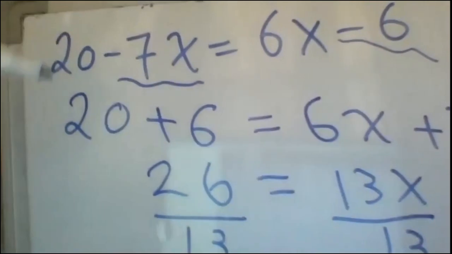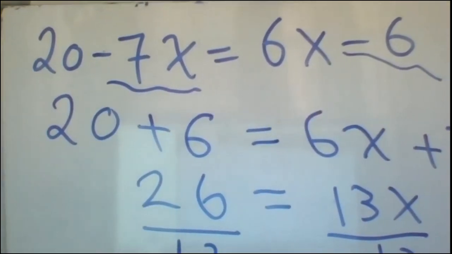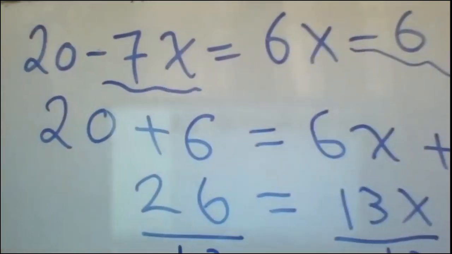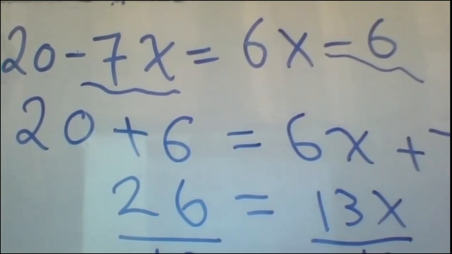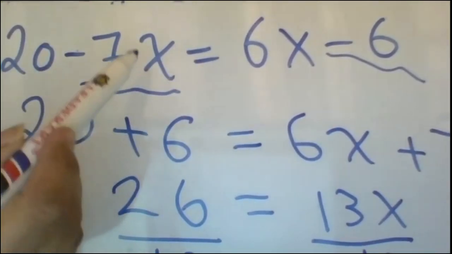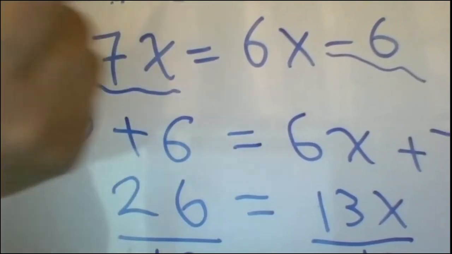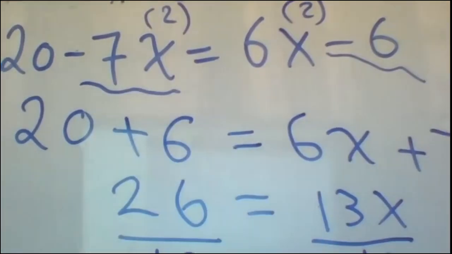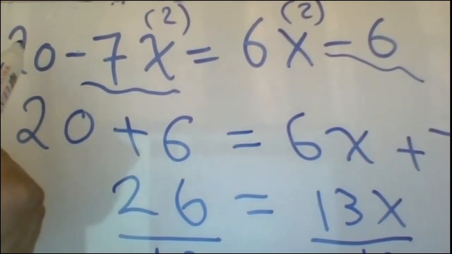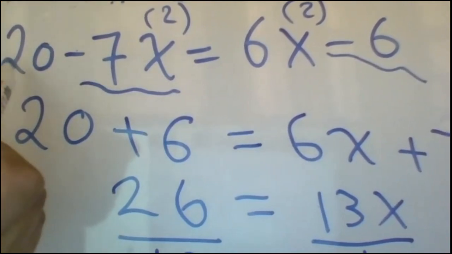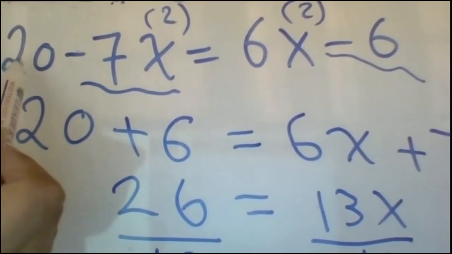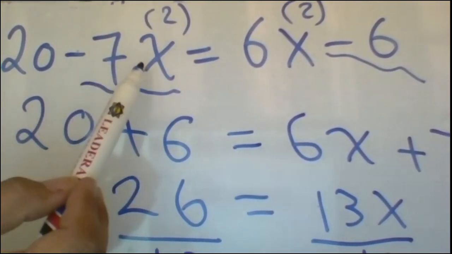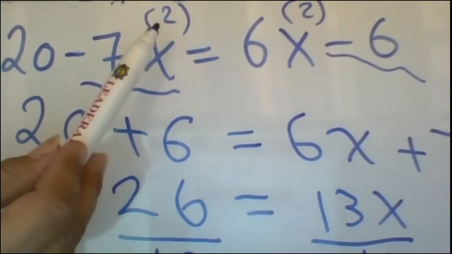If we want to check the answer, now we found that the value of x equal 2, and you want to check your answer, so what we have to do? We go back to the original question, and we replace x by 2. We will substitute the value of x by 2 in both sides. So please use your calculator or your mind and tell me now, 20 minus 7 times 2. 7 times 2 equal how many?